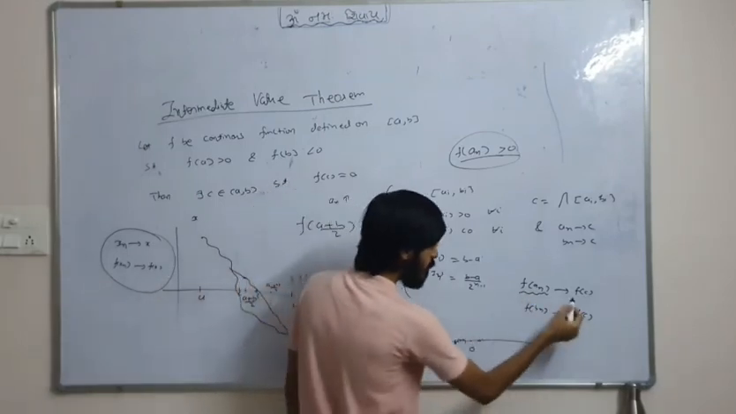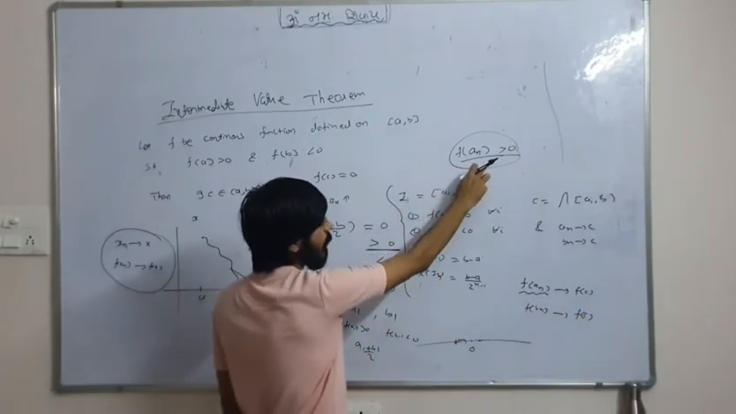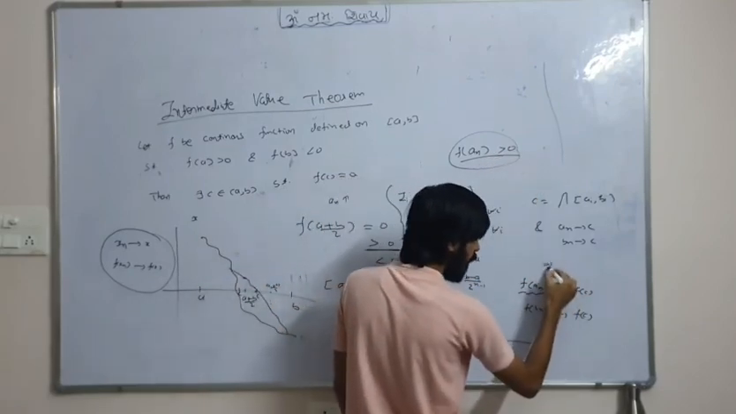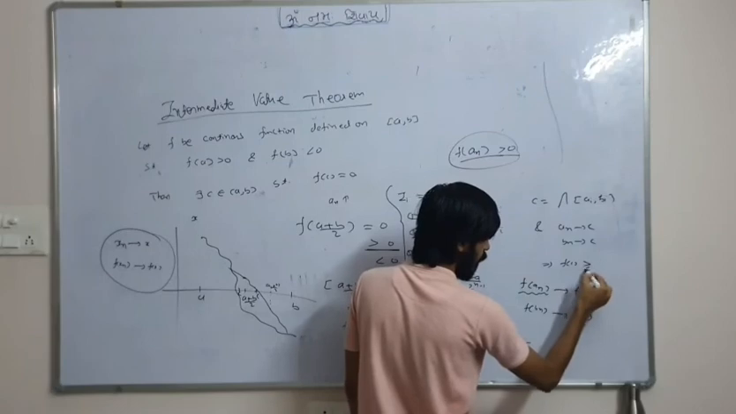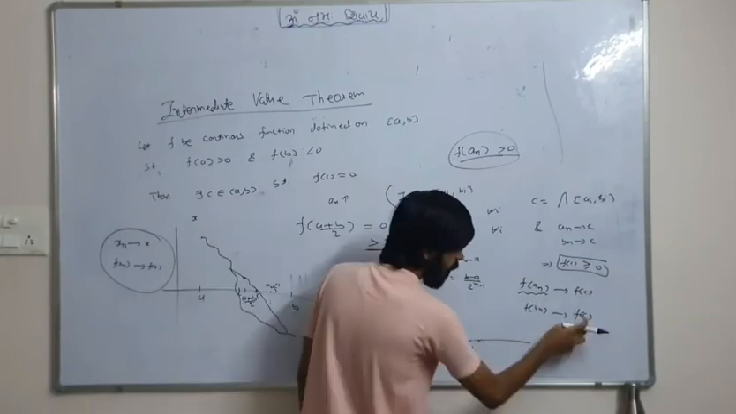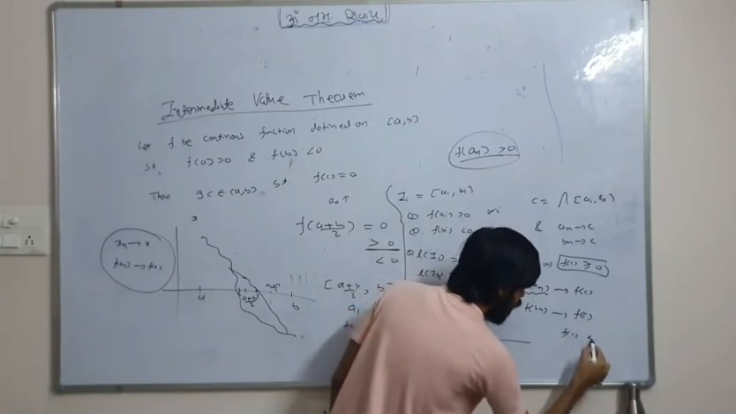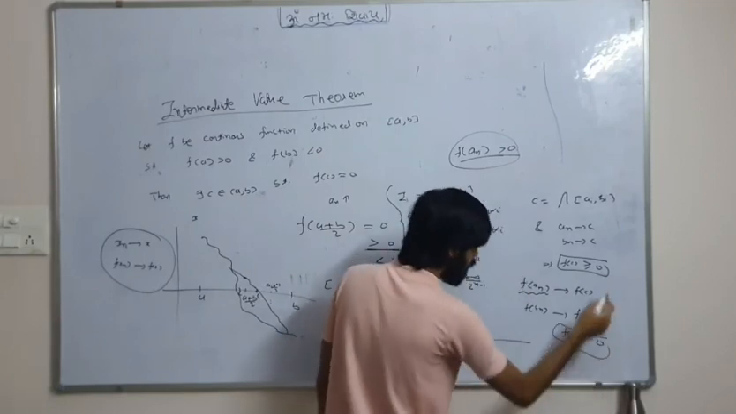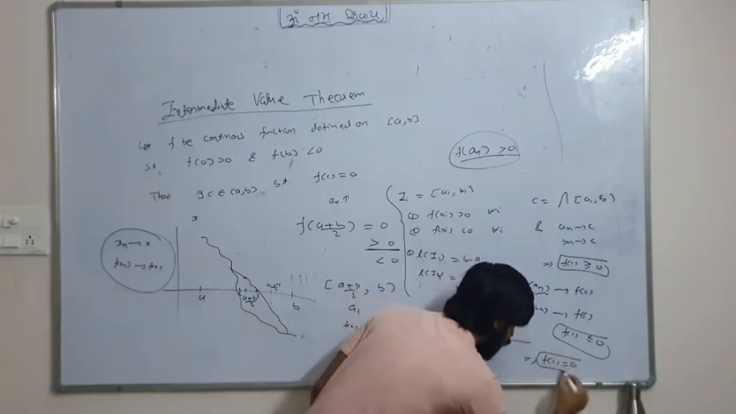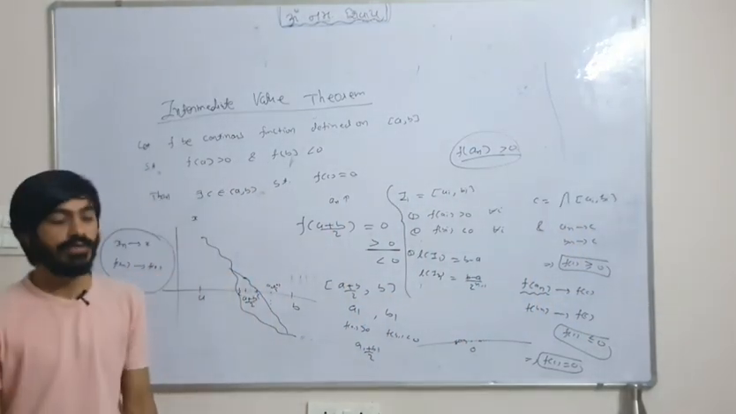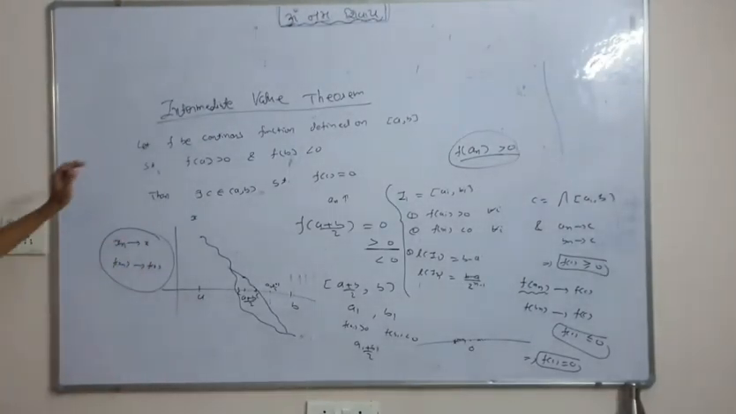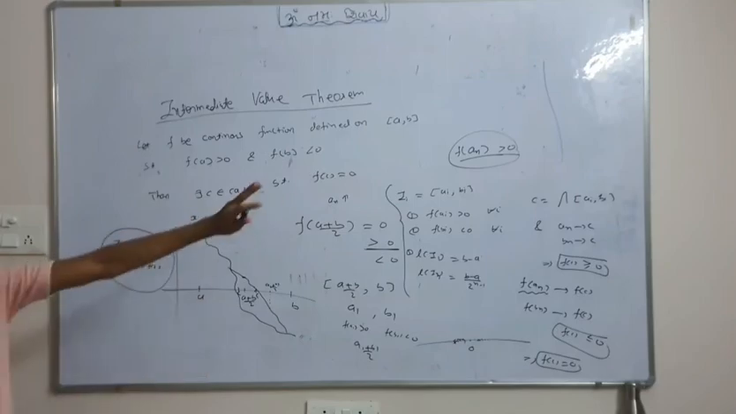So this means that since f of a_n is greater than 0 and f of a_n converges to f of c, this implies that f of c is greater than or equal to 0. And similarly f of c is less than or equal to 0, and by this we have f of c equal to 0. See how easy it was, isn't it? So this is the proof of the intermediate value theorem using nested intervals.